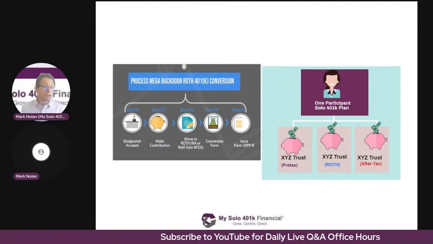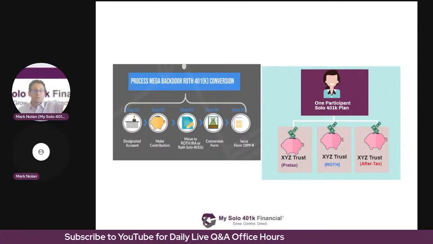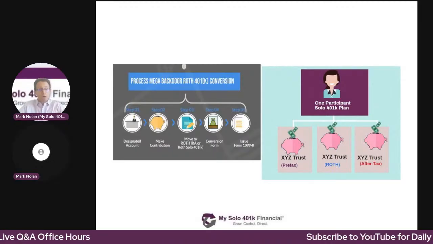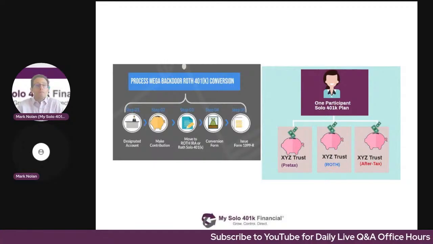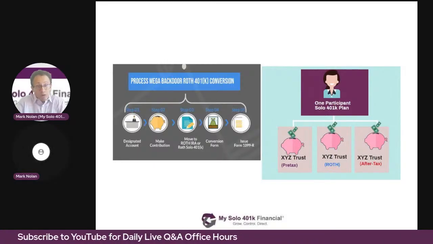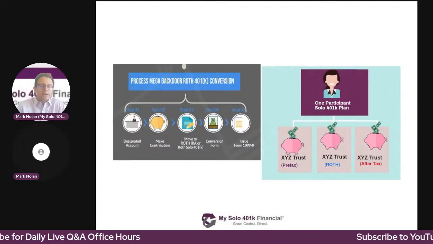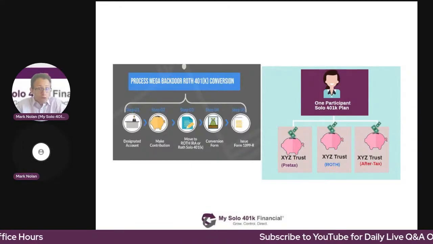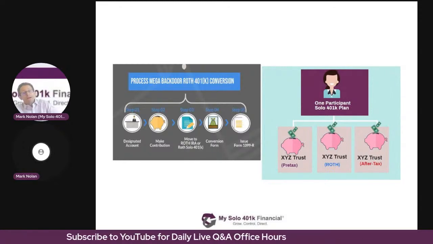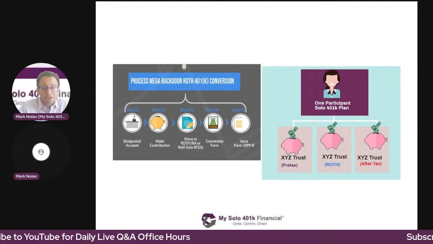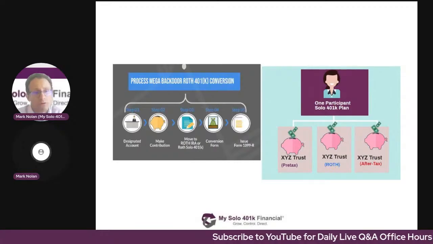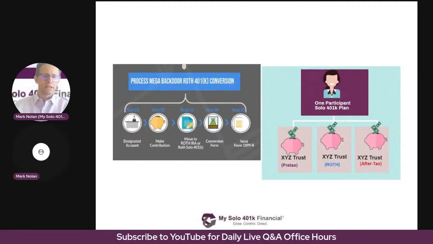And then my solo 401k financial, not Fidelity Investments, will perform the Form 1099-R reporting. Fidelity Investments does not perform Form 1099 reporting for the Mega Backdoor Roth because this plan is offered by my solo 401k Financial. So we are the ones that would issue that Form 1099-R. And as long as you timely request it, we'll go ahead and issue that. So you're going to prompt us to prepare that Form 1099-R after you've converted, that is, moved the funds from the voluntary after-tax solo 401k holding account to the Roth solo 401k holding account.